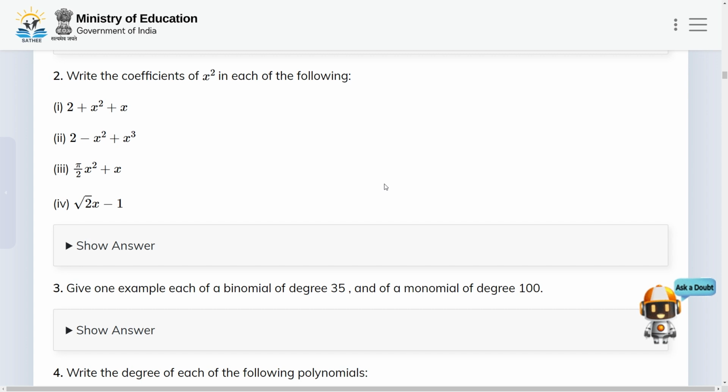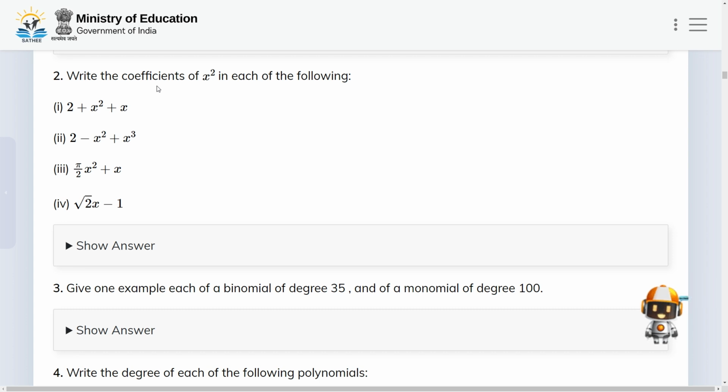In the next problem, we have to write the coefficients of x square in each of the following. We know that if we have a polynomial, suppose a naught plus a1 x plus a2 x square plus dot dot dot plus an x to the power n, then a naught is the coefficient of x to the power 0, a1 is the coefficient of x, a2 is the coefficient of x square and so on, and an is the coefficient of x to the power n. So here we need to find the coefficient of x square.